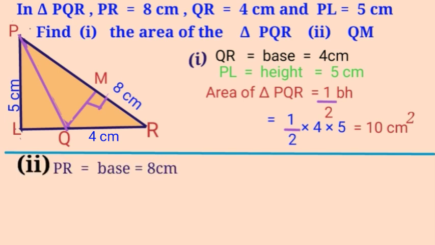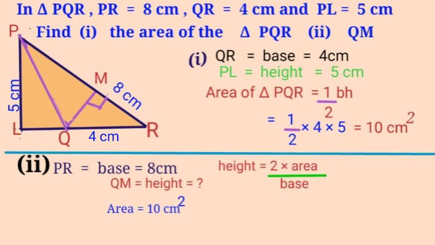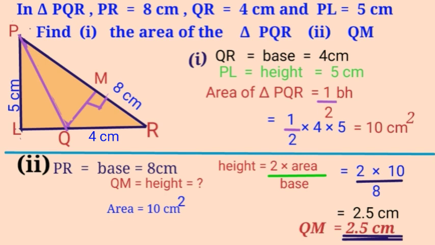Now we are going to consider the second part. Here PR is the base, equal to 8 centimeter. We want to find out the length of QM. Here QM is the height of the triangle PQR. We know that area of the triangle is 10 centimeter square and the height is equal to 2 into area divided by base, that is equal to 2 into 10 divided by 8. Here base is 8 centimeter. So the answer is 2.5 centimeter. Therefore QM is equal to 2.5 centimeter.